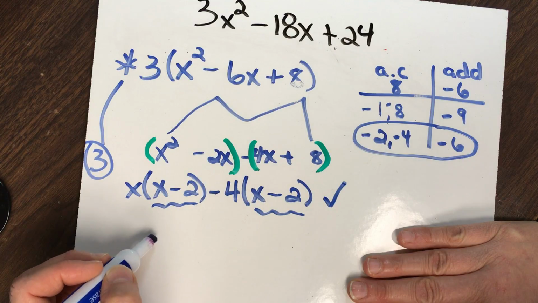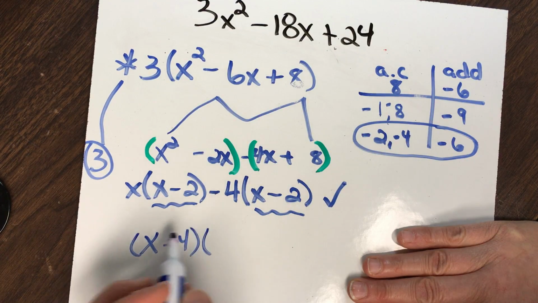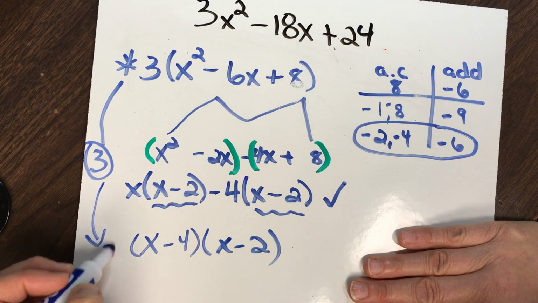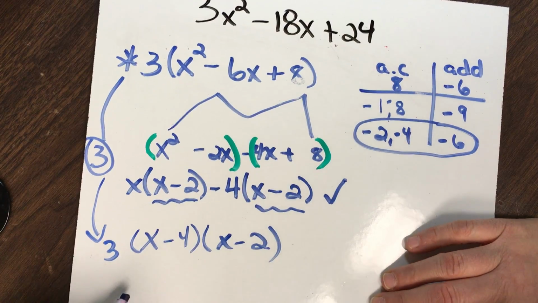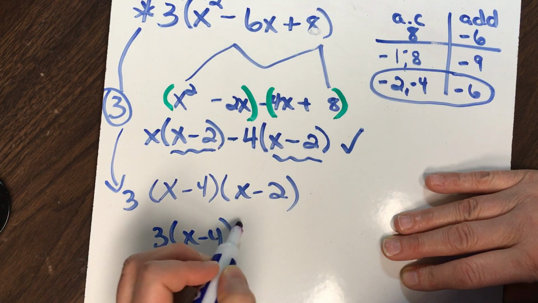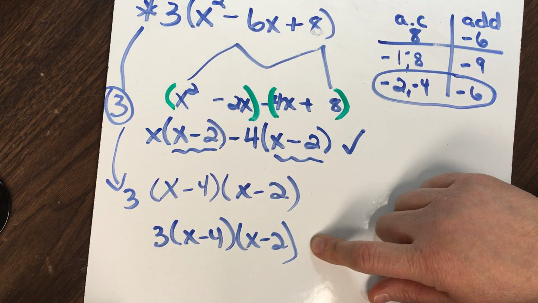Now I need to build outside pieces, inside pieces, yay, I remembered, and bring down my 3. So my final answer looks like this. All right, so give it a try.